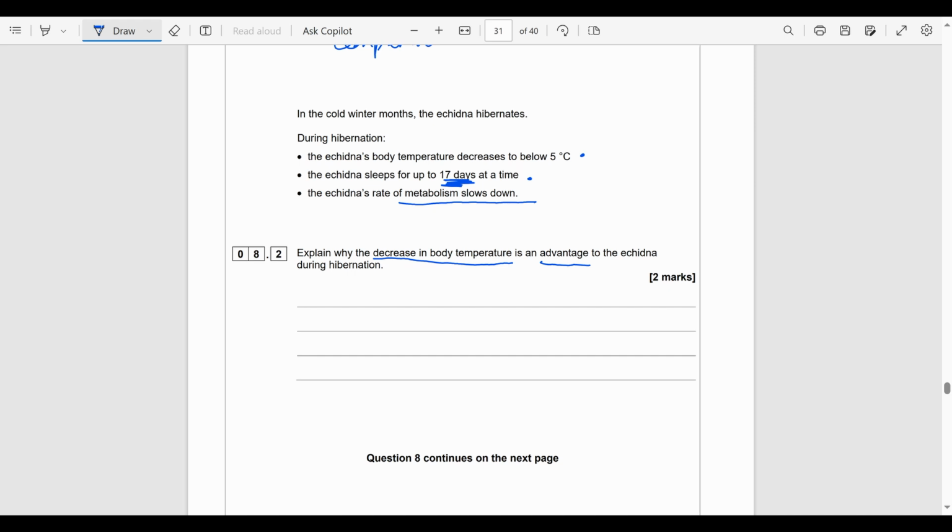So, having these chemical reactions slow down, and examples of chemical reactions are respiration, but also some examples of digestion are metabolic reactions. So having these occurring less or slower means that it's able to keep using the food stores that it has for a longer period of time. So what we can say then is stores of energy last for a longer period of time.